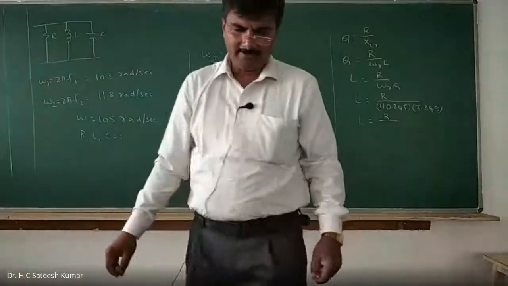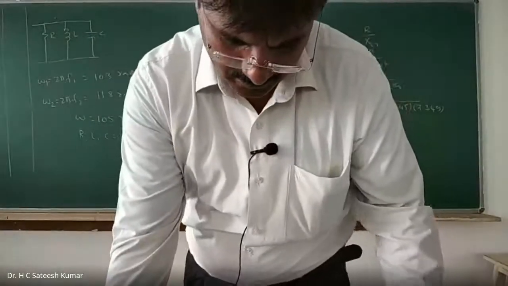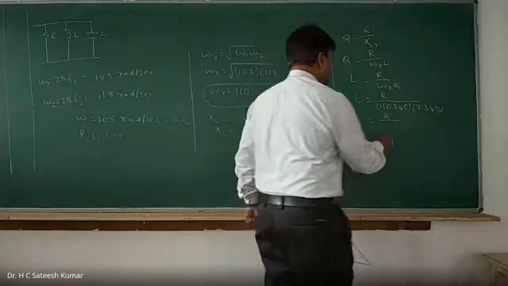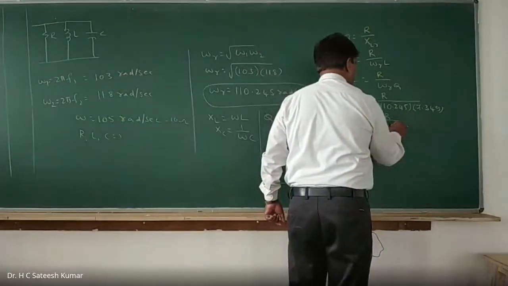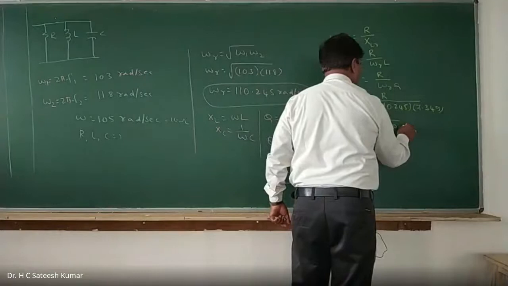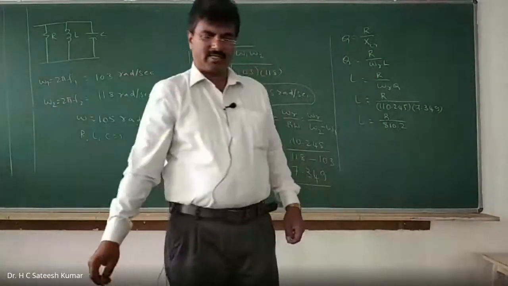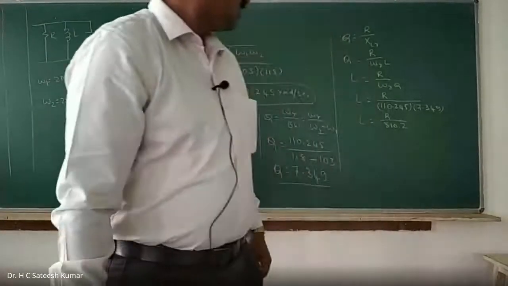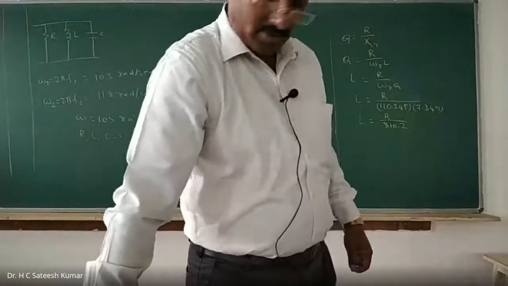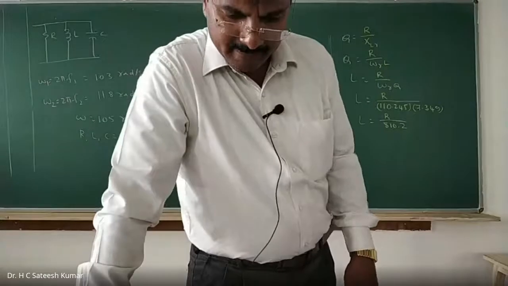Denominator only, tell me. 810.19, let us take it as 810.2. Okay, L is equal to R divided by 810.2. We got it. Okay, right.